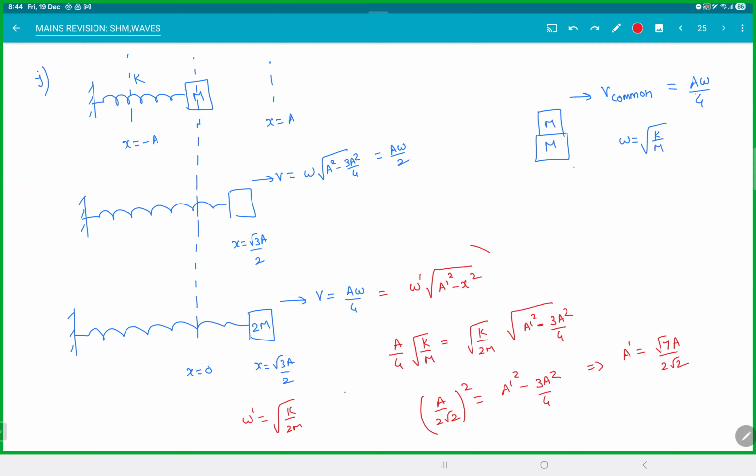Is that clear, everyone? And that a dash is your new amplitude. All clear with the process? That would be a faster way. In case you didn't like this, you can conserve energy.